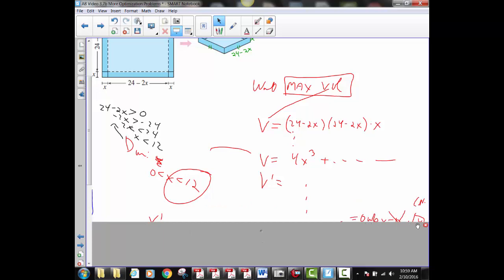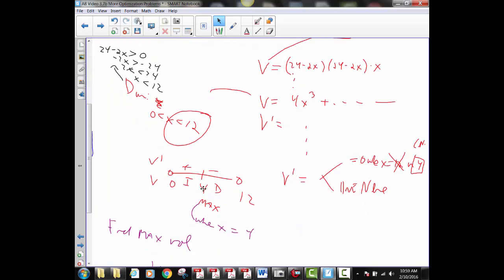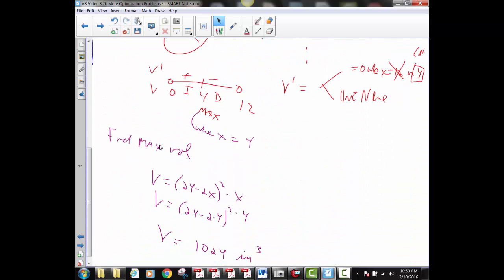Now, if you were doing it by hand, you'd find the derivative, you'd find the critical numbers, you'd use the number line test, the first derivative test on the number line. Of course, it's a number segment here from 0 to 12. You'd find out there's a max when x equals 4. But the question did say find the maximum value. So they actually do want what is the maximum value.